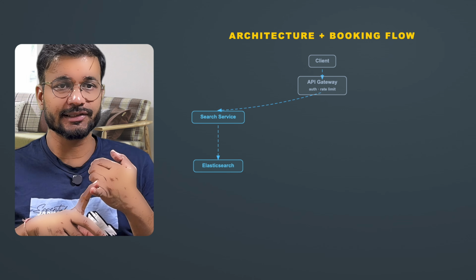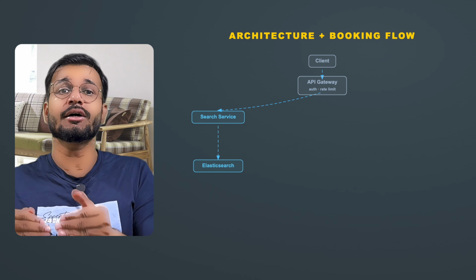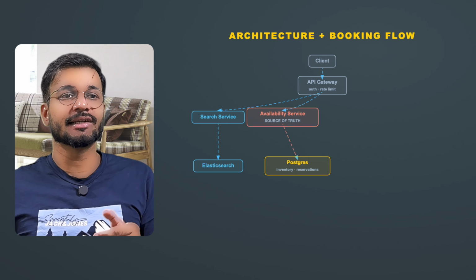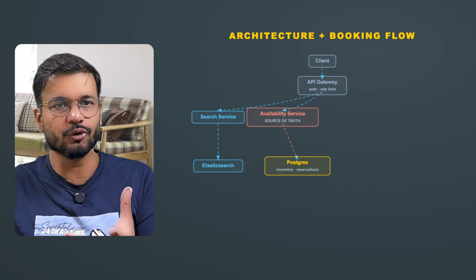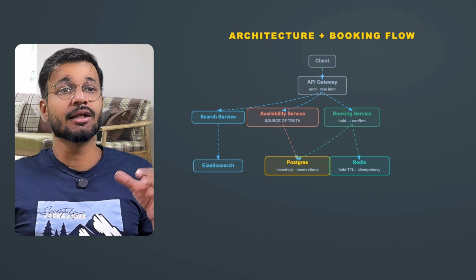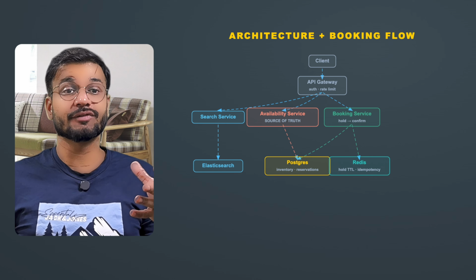After this, let's look at the overall system architecture. We have several major subsystems. The search service handles the hotel discovery. It talks to the search index, not to the primary database. The availability service is the source of truth for the room counts. It is strongly consistent.